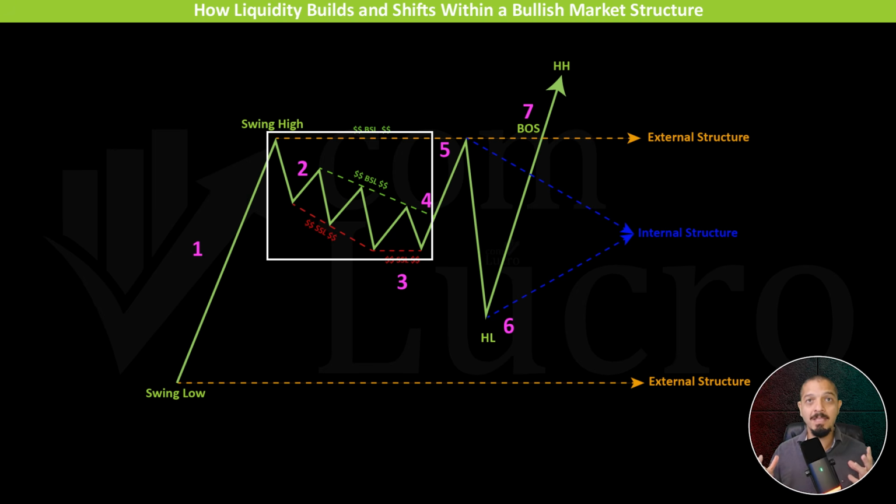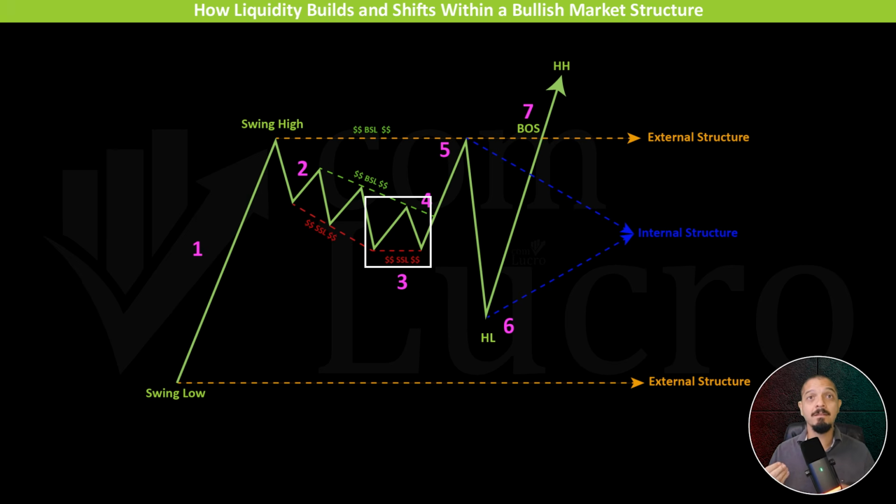Number 2. Internal corrective structure. Inside this larger bullish leg, price starts to correct, forming a downward channel. The upper line of this channel gathers buy-side liquidity just above the internal highs, and the lower line builds up sell-side liquidity below the internal lows. Within this correction, we already have two zones where liquidity is concentrated.